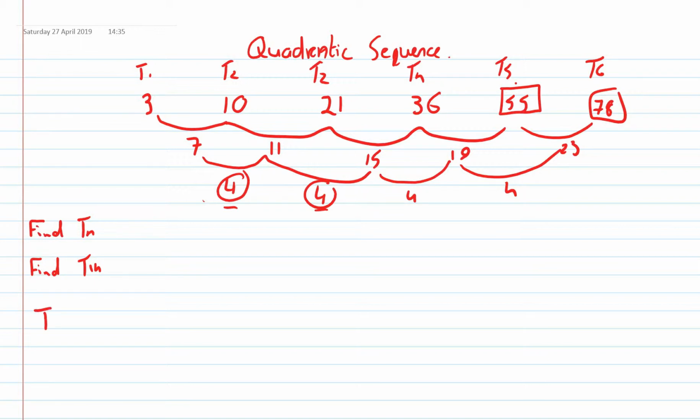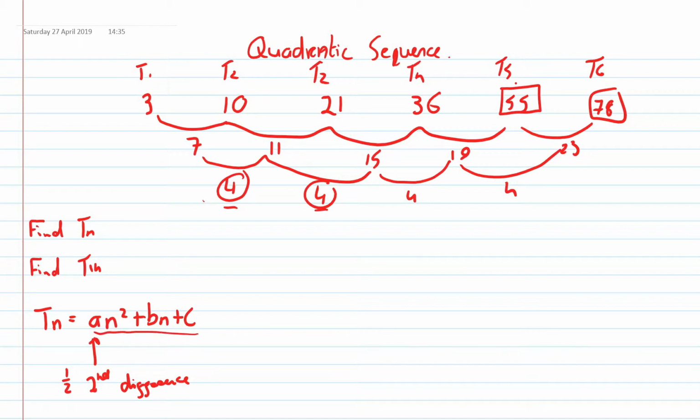So for a quadratic sequence, here's our formula. Tn equals an squared plus bn plus c. And a in this will be half the second difference. And we need to know that, because sometimes they'll ask us to find Tn, and that's it. That's all they give us. So we need to know this.